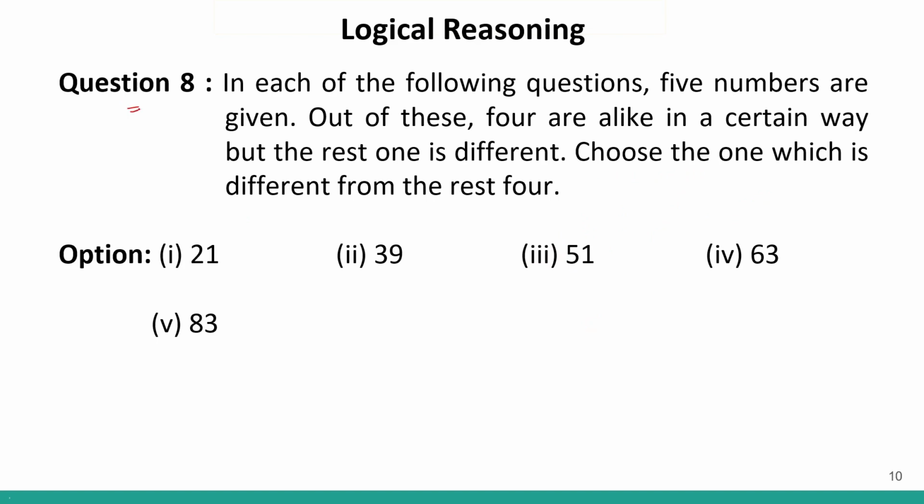Question number 8. So 5 options, we have to identify the one that is different. So we have 21, 39, 51, 63 and 83. So 21 can be written as 7 into 3. 39 can be written as 13 into 3. 51 can be written as 17 into 3. And 63 can be written as 21 into 3. Correct? Each of these numbers is a multiple of 3.